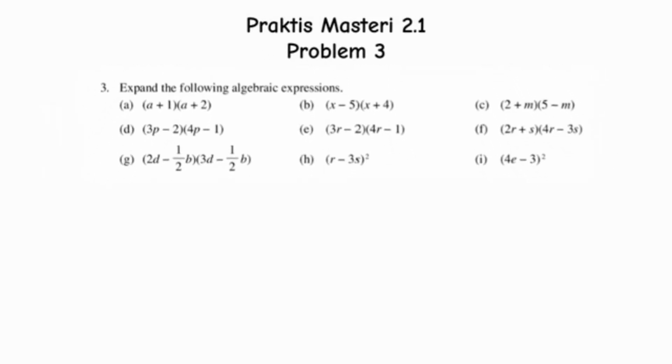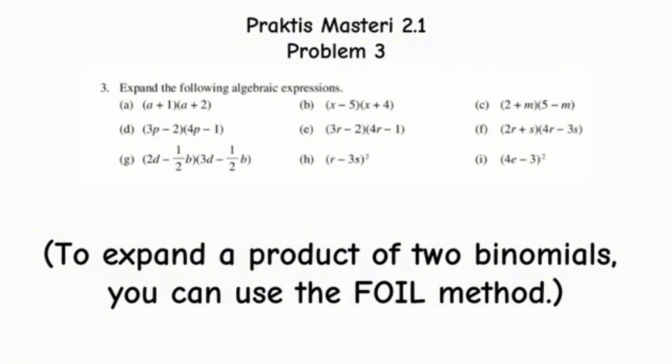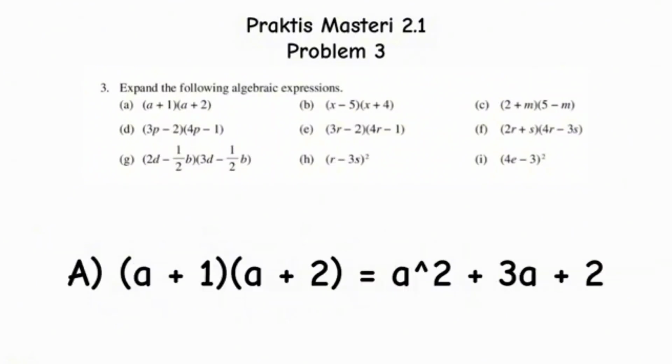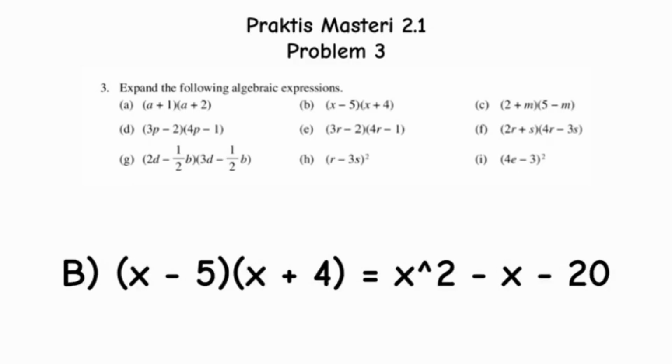Problem 3. Expanding algebraic expressions. To expand a product of two binomials, you can use the FOIL method. A. (a plus 1)(a plus 2) equals a squared plus 3a plus 2. B. (x)(5x plus 4) equals 5x squared plus 4x.